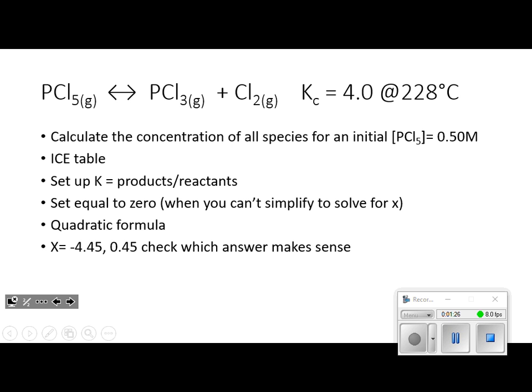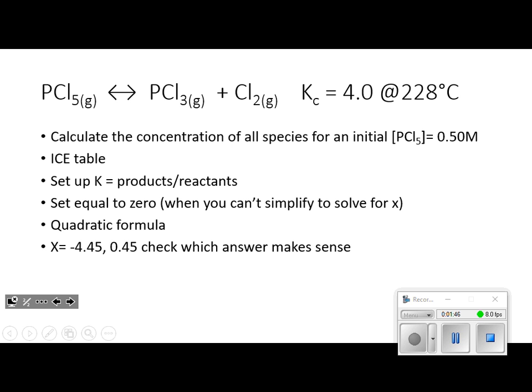Now, the only bit of information I'm giving you in this question is the first bullet point. The initial concentration of PCl5 is 0.5 molar, or 0.50 molar. My other bullet points are telling you how to solve the problem. You don't have to necessarily write those down, because I'm going to do that with you right now.